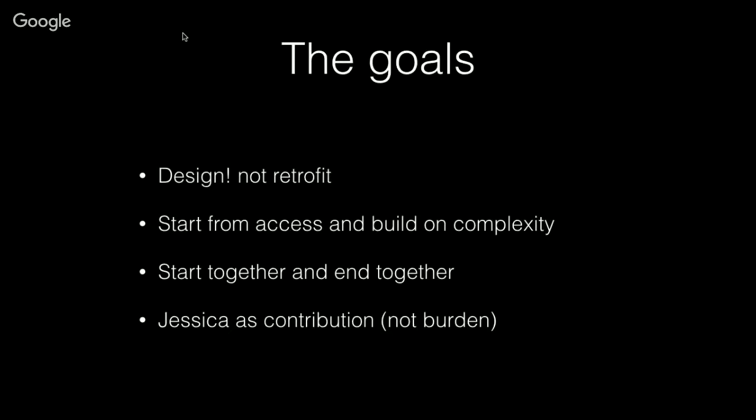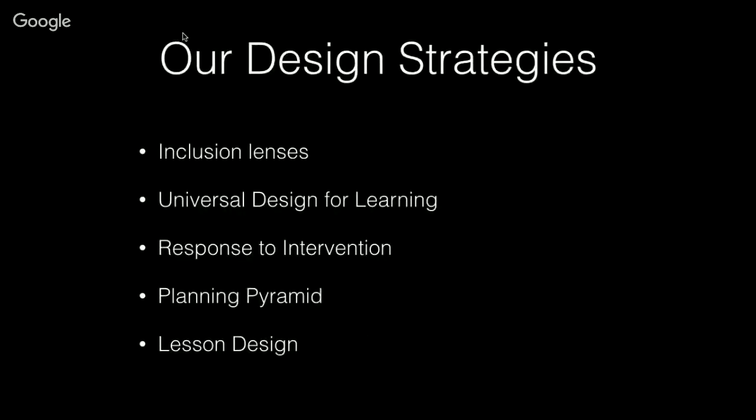And then the last goal we had was to really look at Jessica as a member of the community, as a contribution, rather than this burden of something that we had to do that was extra, but really bring her in as a part of this community. These are the strategies that we focused on. We looked at the inclusion lenses. We looked at universal design for learning, which I think has been mentioned by everybody. We looked at response to intervention, the planning pyramid, and specifically lesson design.